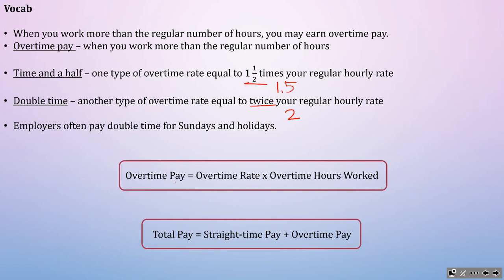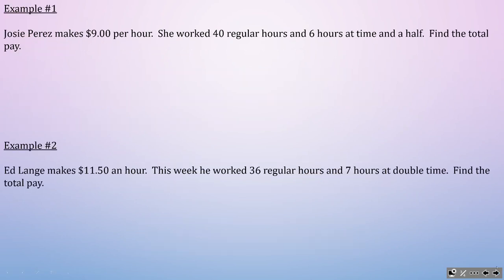So to calculate your overtime pay, you're going to take your overtime rate, which is how much you earn an hour, and multiply it by how many hours you worked. Now, you can find your total pay by taking your straight time normal pay and then adding your overtime pay together, and that will give you total pay. So let's do some examples here.